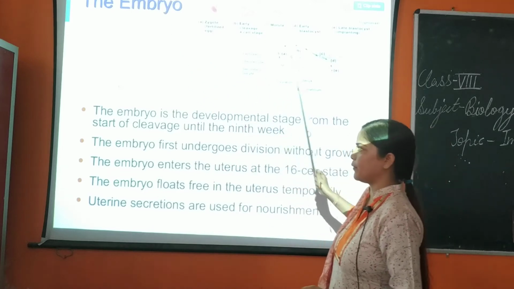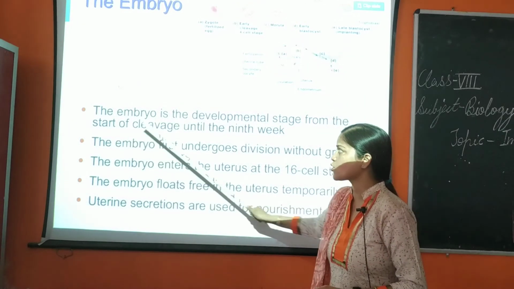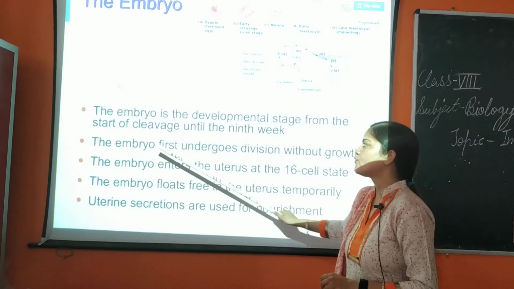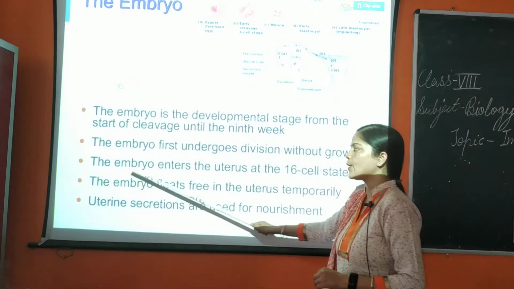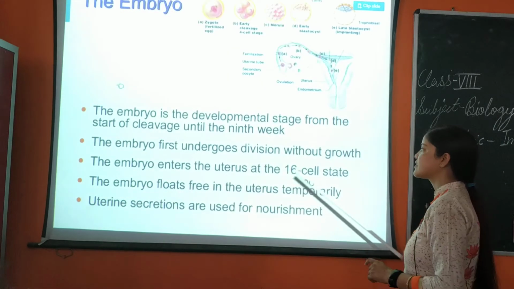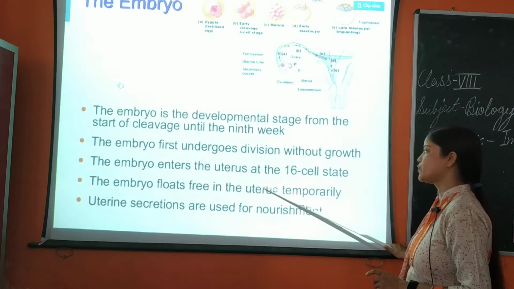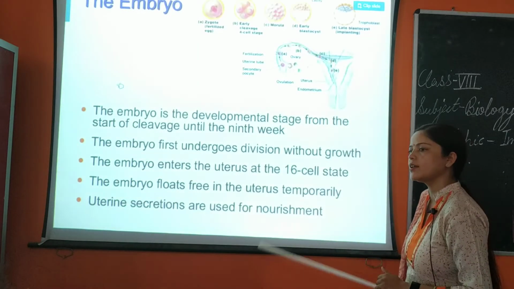Now the embryo. The embryo is the developmental stage from the start of cleavage until the 9th week. The embryo first undergoes division without growth. The embryo enters the uterus at the 16 cell state. It floats free in the uterus temporarily. Uterine secretions are used for nourishment.